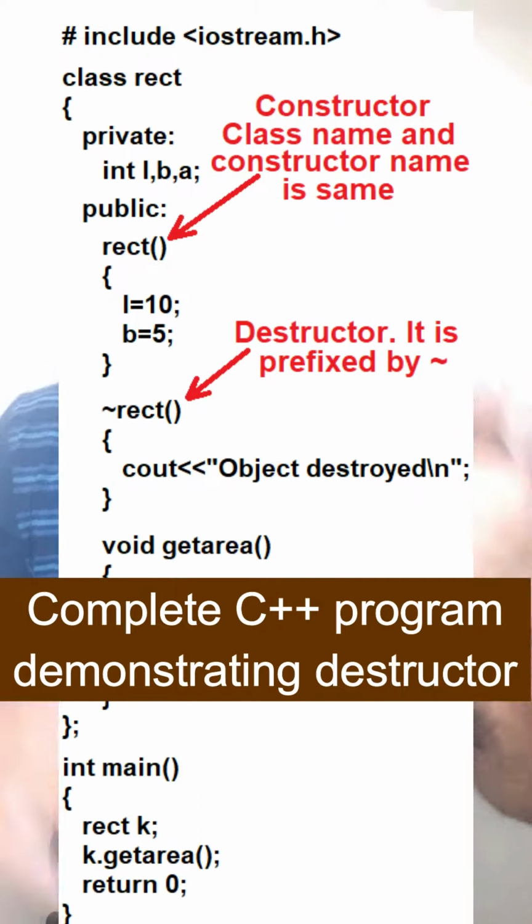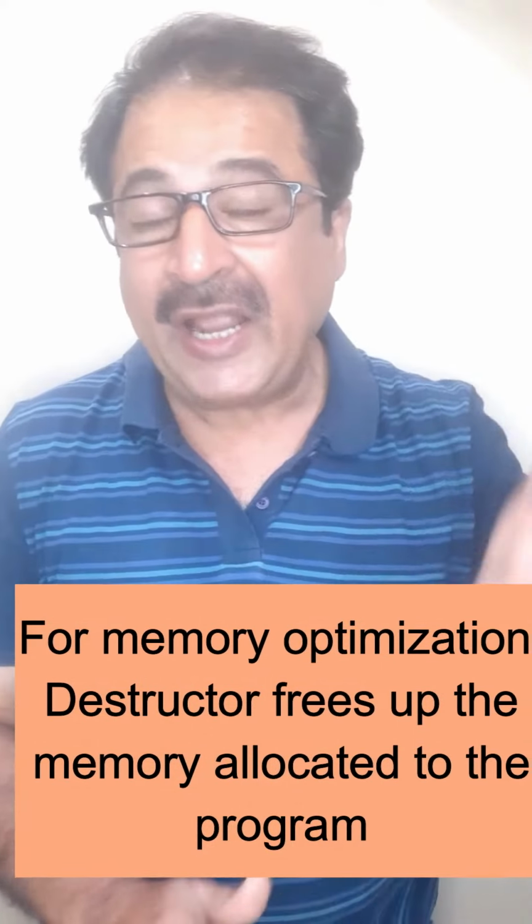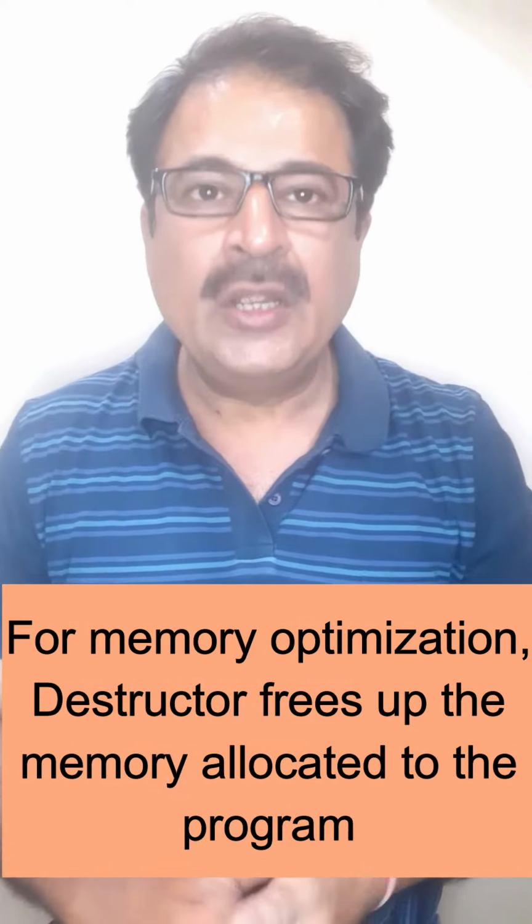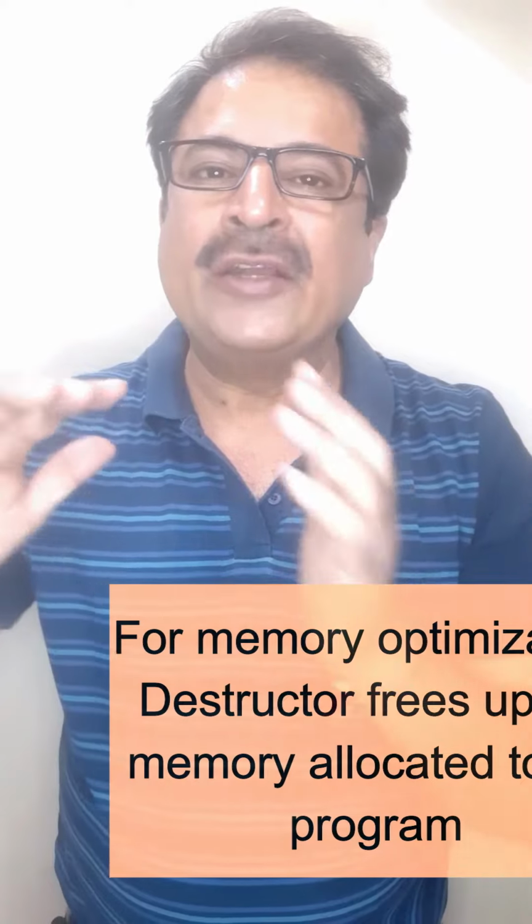And the destructor is also of the same name, Rack, but it is prefixed by a tilde sign and it does the opposite of the constructor. It frees up the memory allocated to the attributes of the class.